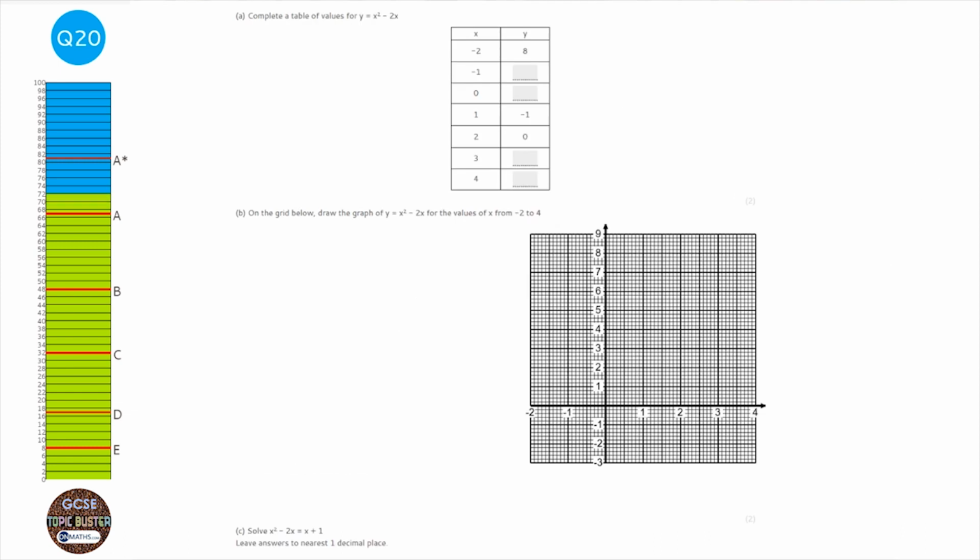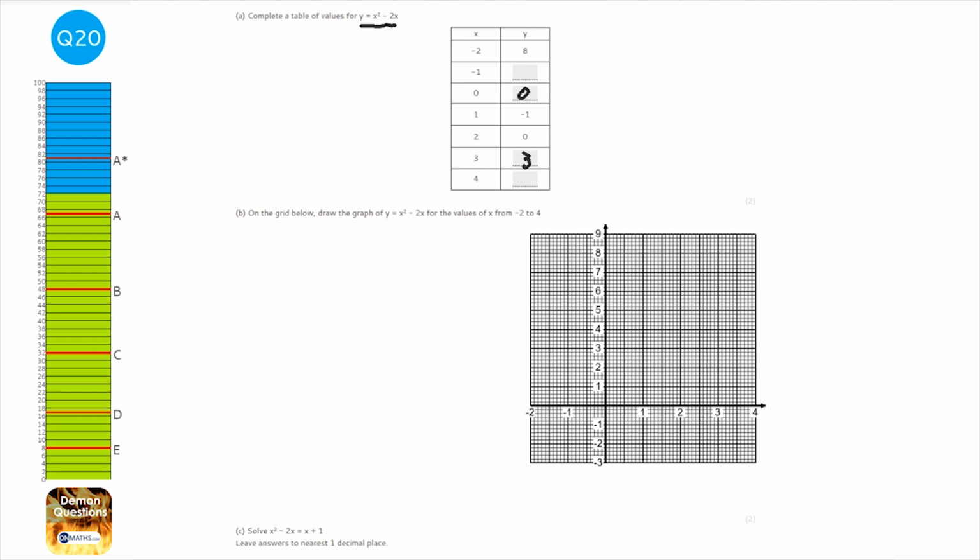Okay, so we're given an equation here, y equals x squared minus 2x, and we've given a partially filled out table. So the first thing we're going to do is just complete the table. So if x is 0, then x squared, 0 squared is 0, minus 2 times 0 is just 0. So that's a nice easy one to start. Let's work our way down. So 3 squared is 9, take away 2 times 3, which is 6. So 9 take away 6 is 3.